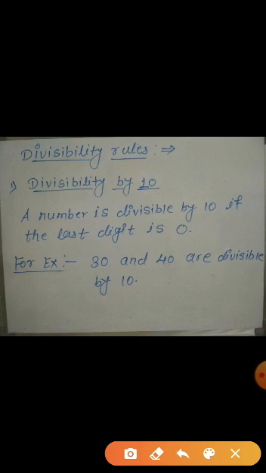Then we have divisibility by 10. A number is divisible by 10 if the last digit is 0. For example, 30 and 40, they are divisible by 10.